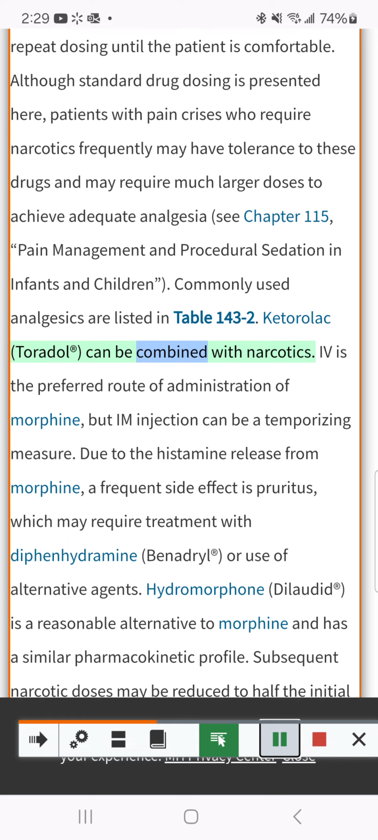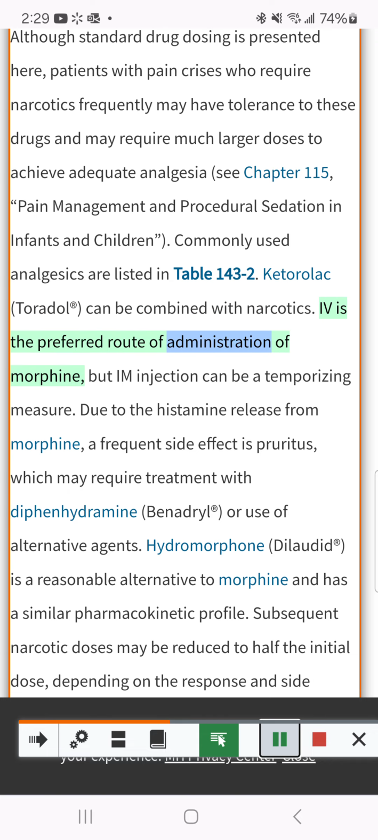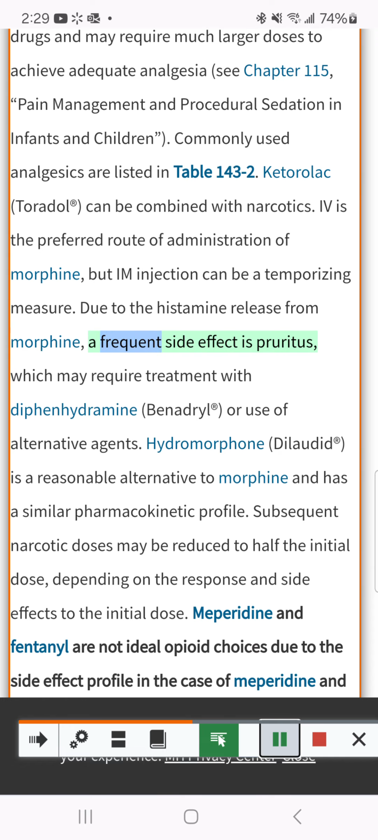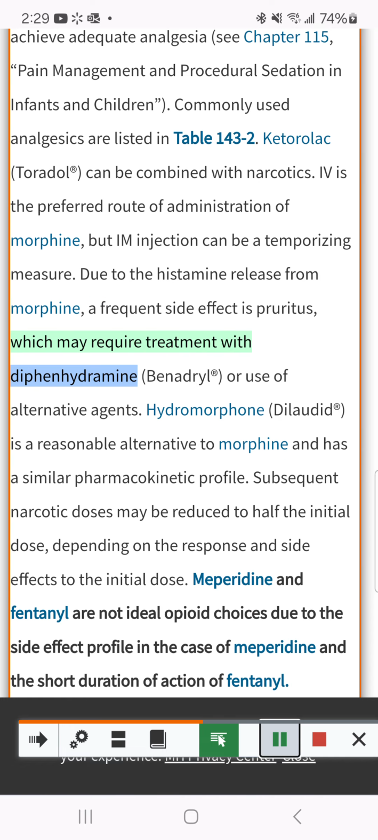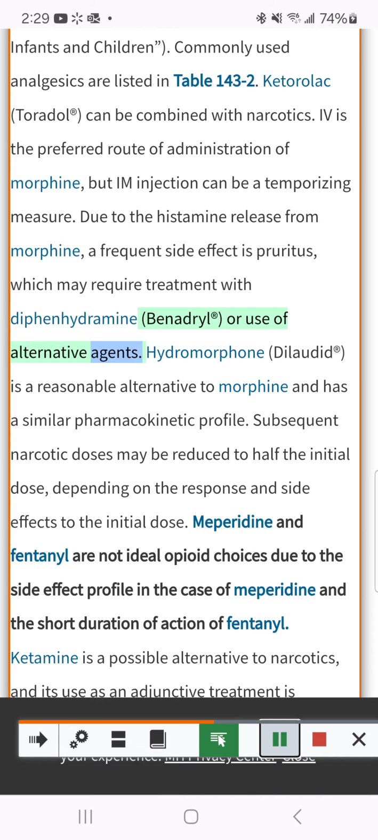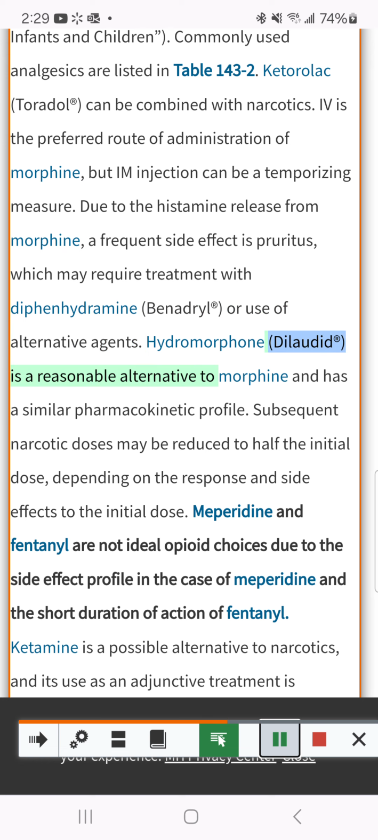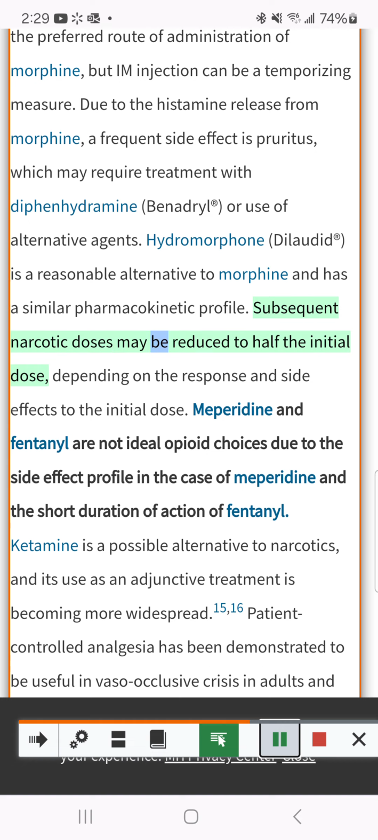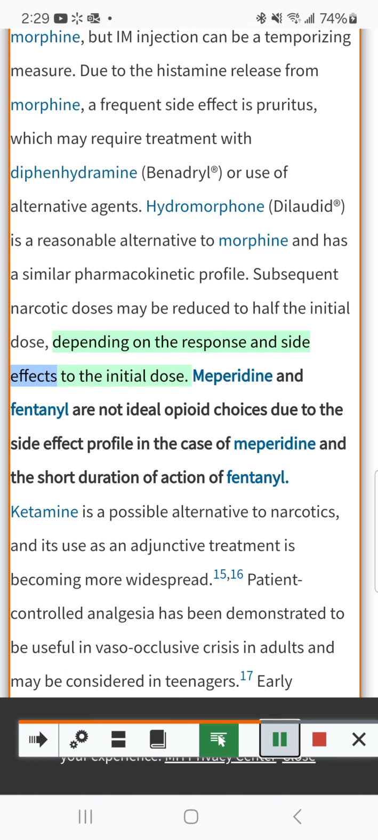Ketorolac, Toradol, can be combined with narcotics. IV is the preferred route of administration of morphine, but IM injection can be a temporizing measure. Due to the histamine released from morphine, a frequent side effect is pruritus, which may require treatment with diphenhydramine, Benadryl, or use of alternative agents. Hydromorphone, Dilaudid, is a reasonable alternative to morphine and has a similar pharmacokinetic profile.